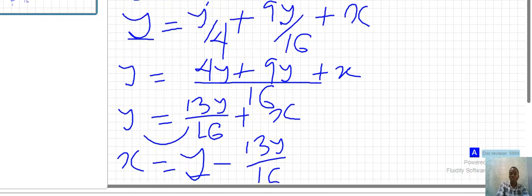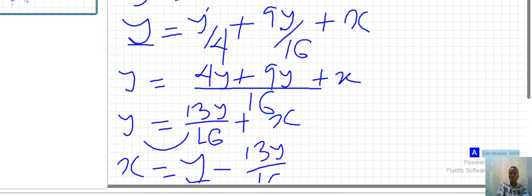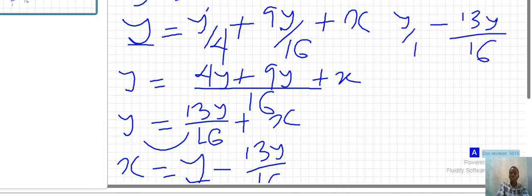Let's simplify that. If we simplify that, what are we going to have? y over 1 minus 13y over 16. The LCM will be 16. 16 divided by 1 will give us 16.